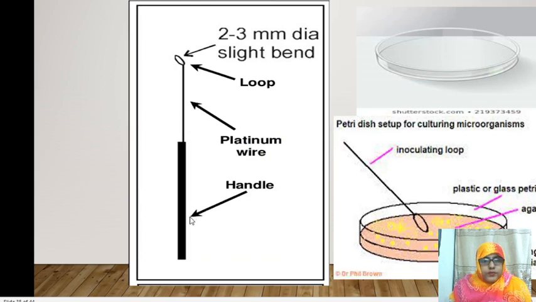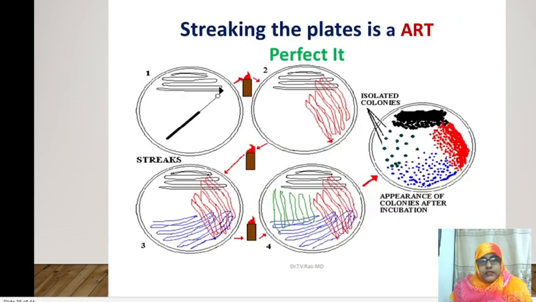This one is the loop, this is the handle of the loop, this is a platinum wire, and the loop is made just about 2 to 3 millimeter in diameter. This one is the petri dish. This petri dish contains media, and this yellow color indicates the presence of bacterial growth. This is the inoculating loop. These are basic patterns drawn.